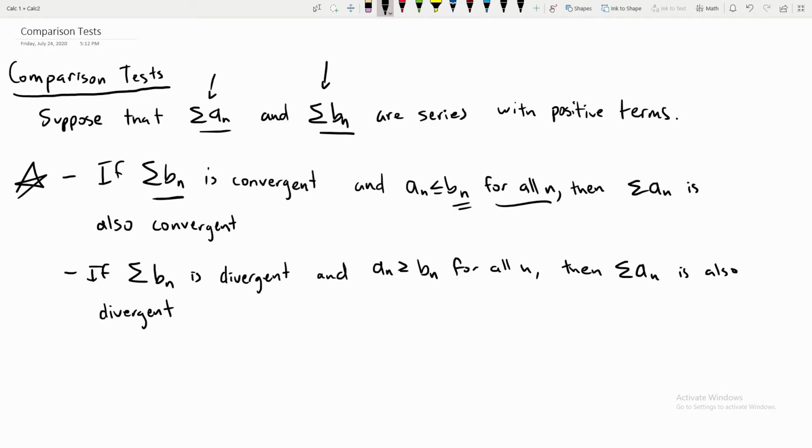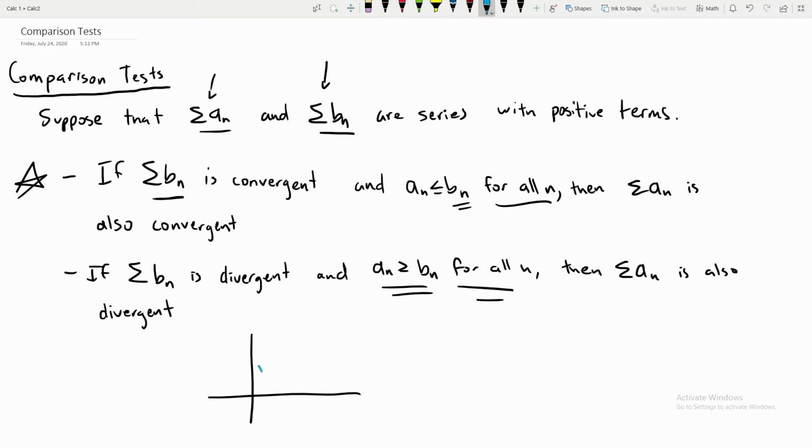Now for the second point, we say that if b of n is divergent and a of n is larger than b of n for all n, meaning that now a of n is kind of the larger function if you want to think about it that way, then a of n is also divergent. So again, now this is kind of the opposite case.